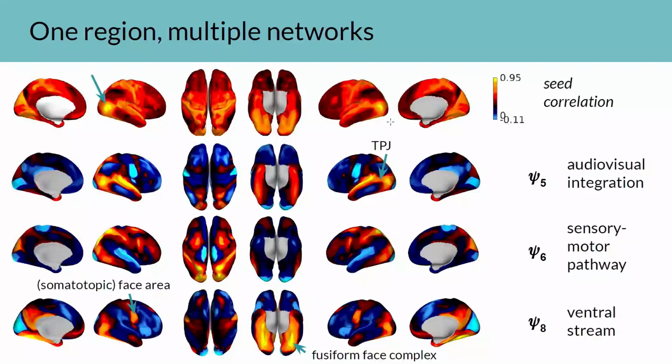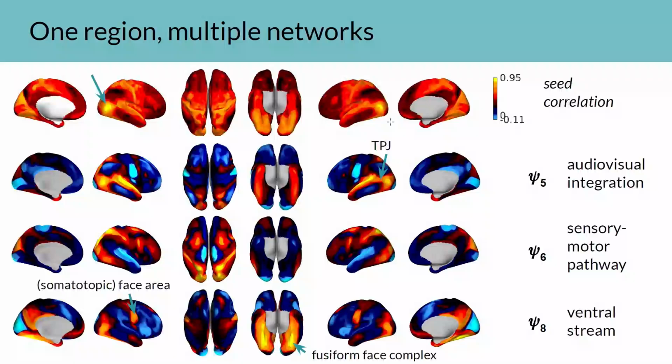Okay, and another feature that I find really nice about using harmonic modes or functional harmonics is that you can understand how one region contributes to multiple networks and how it can have different functions depending on the context. Of course, it won't tell you what context that is, but you know, baby steps. So if you just use seed correlation, for example, here we have area MT, also known as V5. It's known to be involved in motion perception. So that's where this arrow points to in the top row.